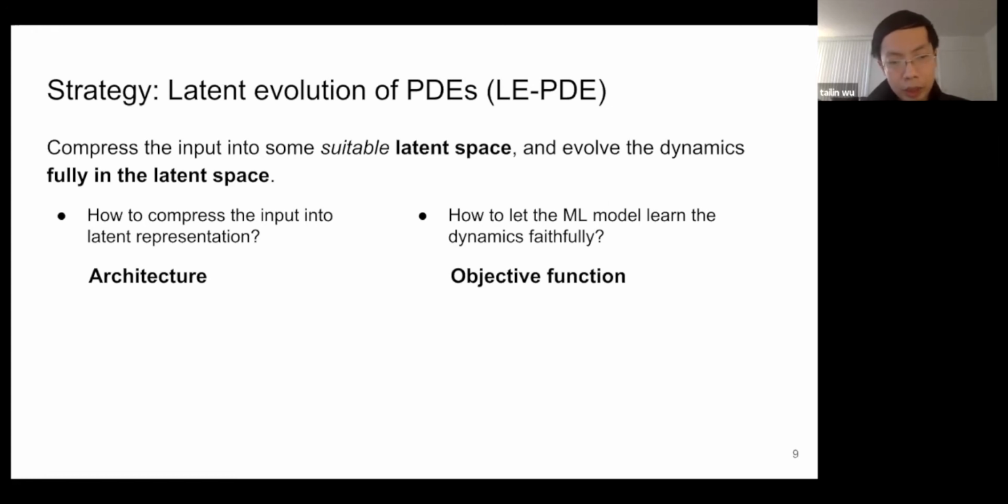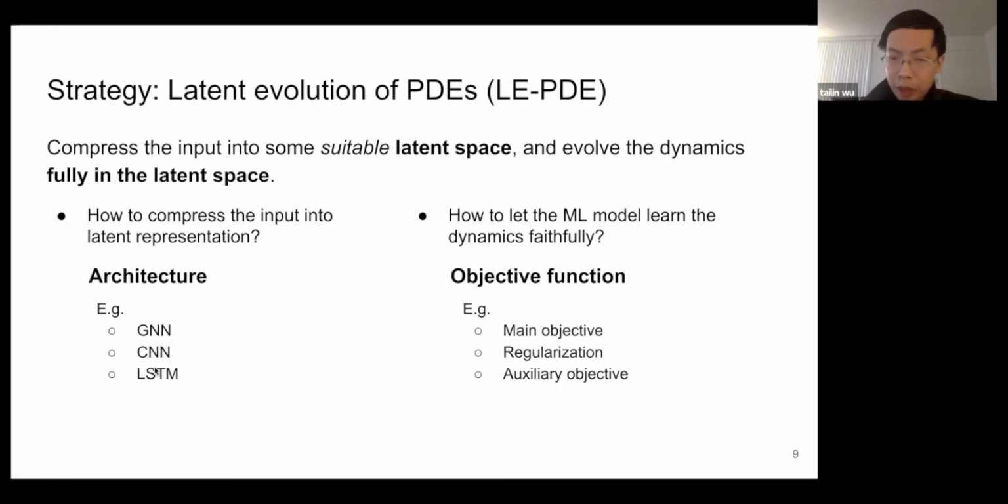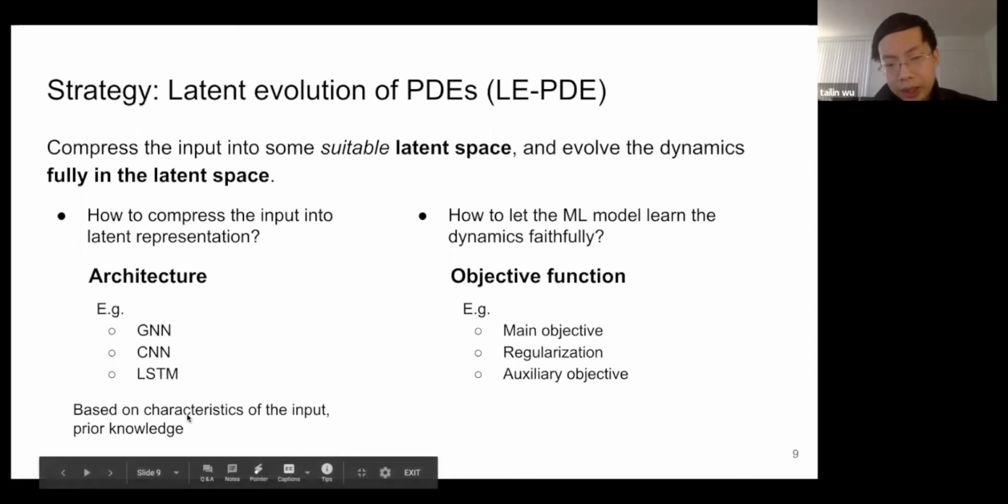For example, whether we use graph neural networks or a convolutional network or a long short-term memory. And for the objective function, I refer to what is the main objective that we want to optimize, and what is the regularization that we can impose. And also, is there some auxiliary objective that we can impose to encourage the model to learn the dynamics faithfully? And usually, the architecture is chosen based on the characteristics of the input.